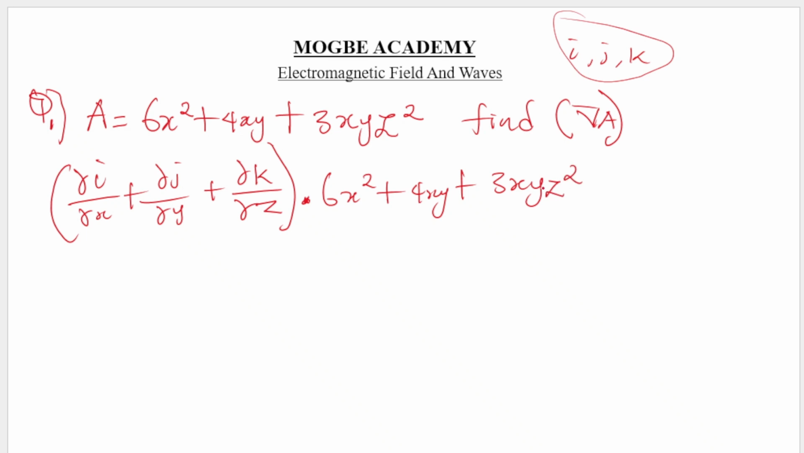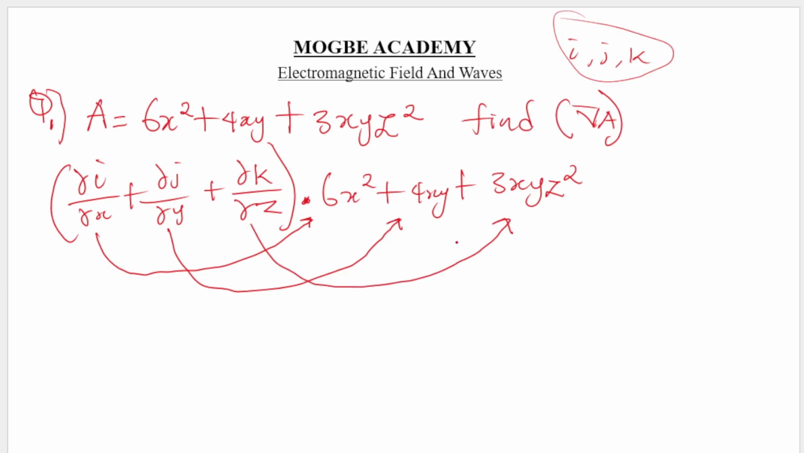Now, what we do when solving gradient is we use one of these to multiply with what we have here, which is 6x squared. We use this one to multiply with what we have here, which is 4xy, and we use this one to multiply with what we have here. If you don't understand, go back to our first episode on how we proved the equation for gradient. Are we together?